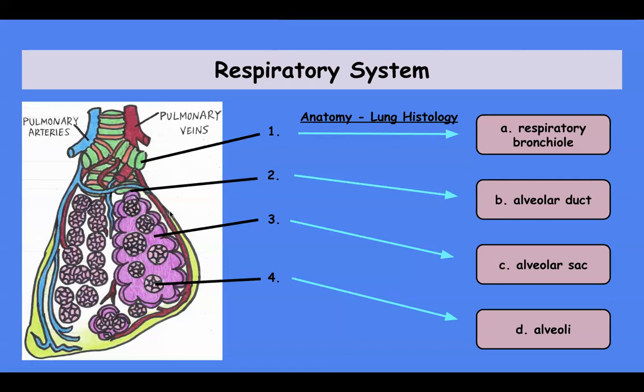So anatomically, this is the correct identification of what we would see, or what we would label, if we were examining a piece of lung tissue under a microscope. And that's what histology is, the microscopic study.